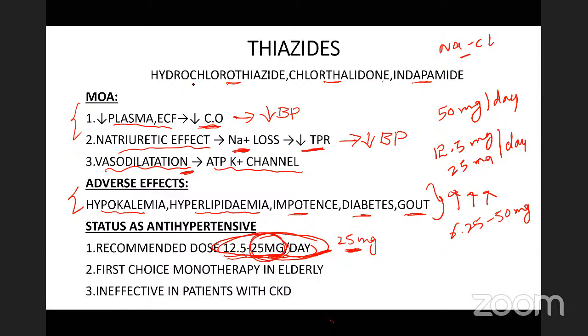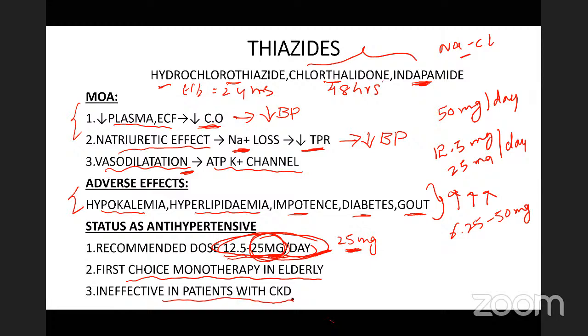Hydrochlorothiazide has a half-life of about 24 hours. Chlorthalidone is a thiazide-like diuretic. It has got 48 hours. The incidence of side effects is less in chlorthalidone and indapamide compared to hydrochlorothiazide. Nowadays, it is the first choice of monotherapy in the elderly hypertensive.